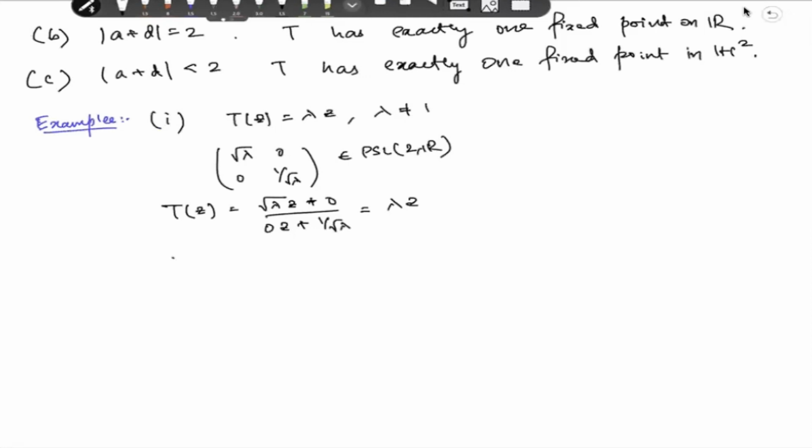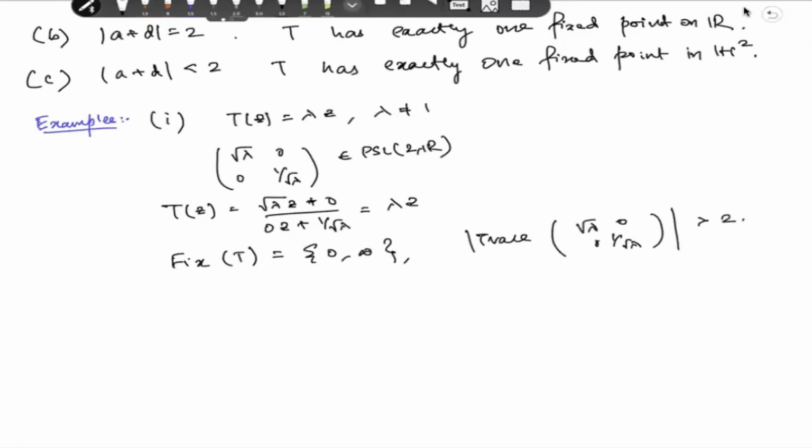So fixed point of this T is equal to 0 and infinity. And of course, the mod of the trace of this matrix is greater than 2. So the second example is Tz equals z plus b, where this b is a non-zero real number.